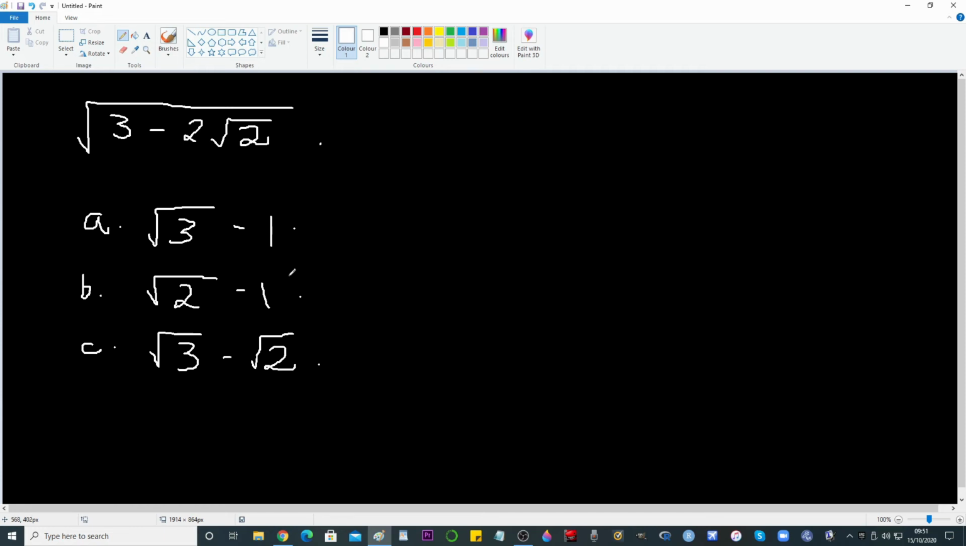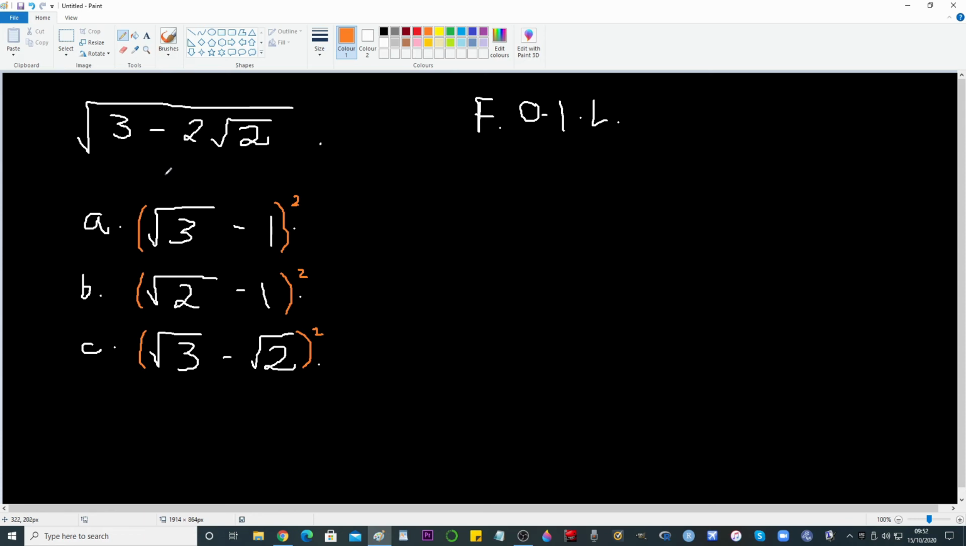And you might be so familiar with FOIL, first, outer, inner, last, that you might actually be able to do this in your head. So what we're going to do, we're going to square these. Squared. And we're going to square this. Squared. And we're going to square this. Squared. Okay. Why are we going to do that? Well, it'll be easier to explain at the end, but I'll try now.